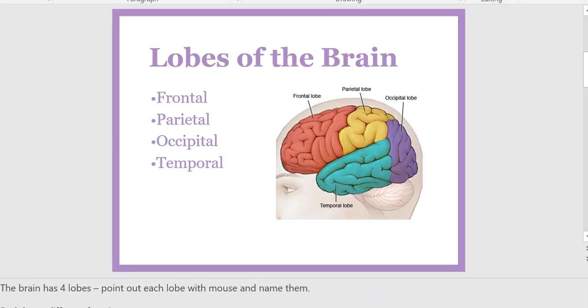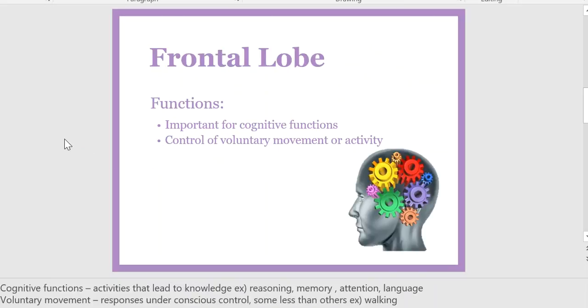As far as the frontal lobe, its function is for cognitive function and for controlling voluntary movement and activity. So cognitive functions, examples of those would be reasoning, memory, attention, language. They're activities that lead us to knowledge, to gain knowledge. And different voluntary movements would be ones that we have conscious control of, and some need less thought than others, like walking, but we still need to think about them. It's not like breathing.